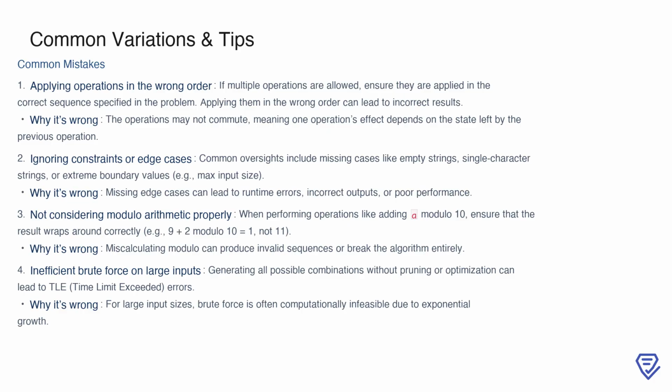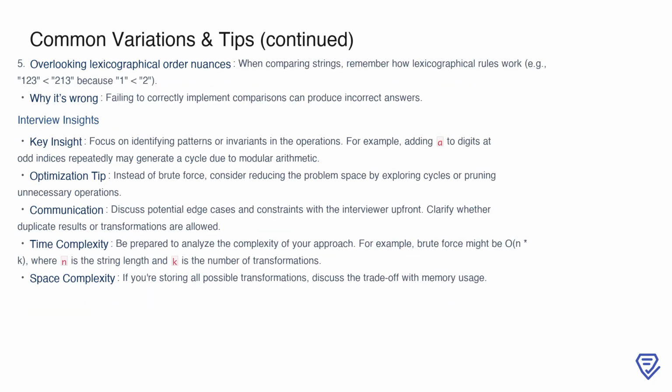Finally, avoid using inefficient brute force approaches on large inputs. Generating all possible combinations without optimization can lead to exponential growth in complexity and result in time limit exceeded errors during execution. Another mistake to be cautious of is overlooking the nuances of lexicographical order. For example, when comparing strings, remember that 123 comes before 213 because 1 is smaller than 2. Misunderstanding or misimplementing these rules can produce incorrect answers.